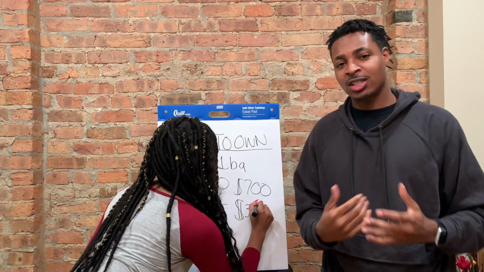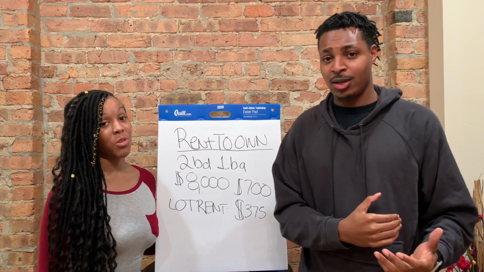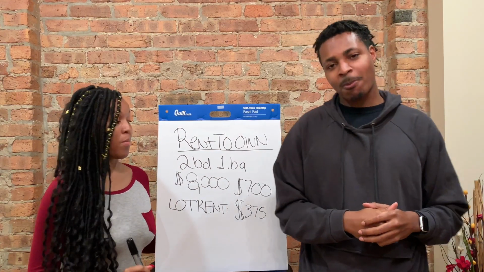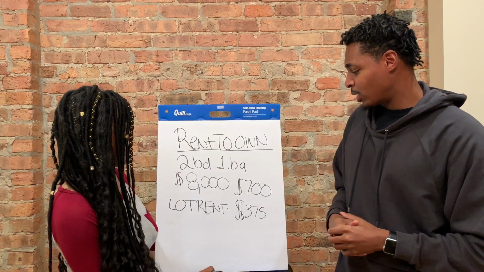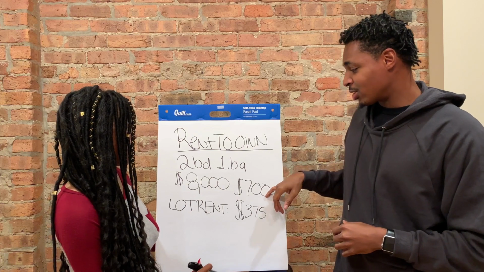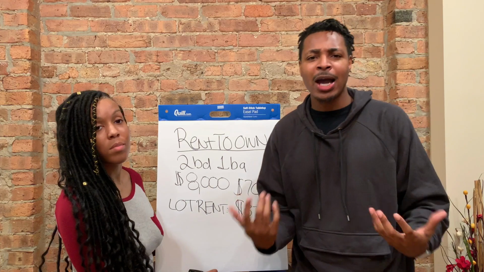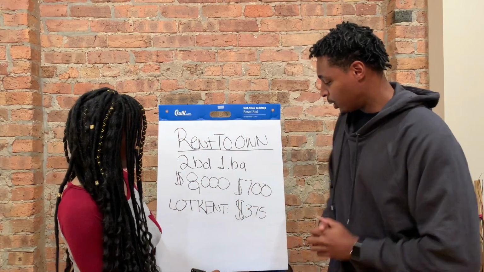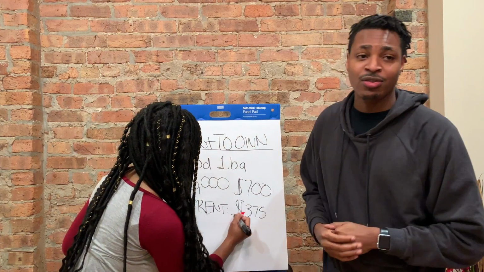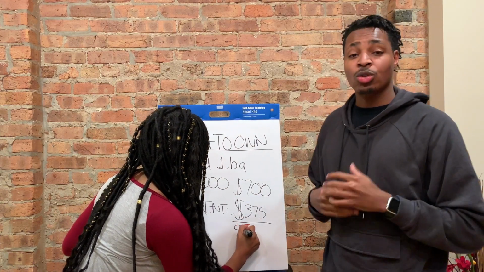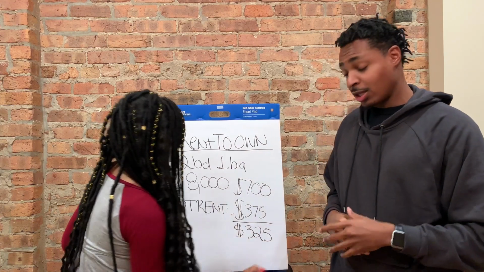$375 is a good number. It's actually the average lot rent in America right now. That's a great number for great margins. So we know $700 is the average apartment rent and lot rent is $375. How much are we taking in a month? We subtract, 700 minus 375, and that gives us $325 a month that we're taking in.